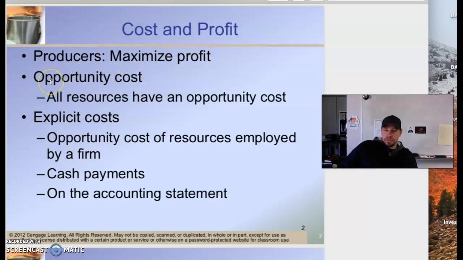All resources, when you use them, okay, have an opportunity cost. If you use some land, labor, capital for one endeavor, you cannot use that same land, labor, and capital for another. So all the costs that we're talking about involve an opportunity cost, but we're going to break them down into two different kinds. We've got explicit and implicit. And explicit costs are going to probably make a little bit more sense. These are costs that show up on a business statement. They usually do involve a cash payment, and they're on your accounting statement.